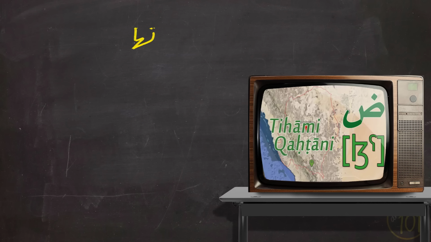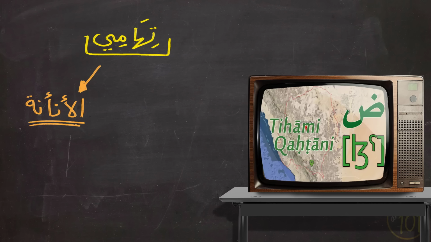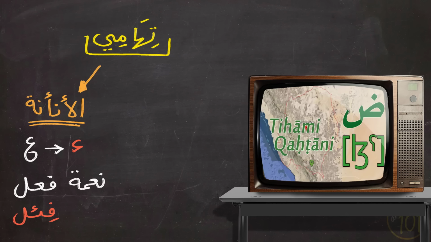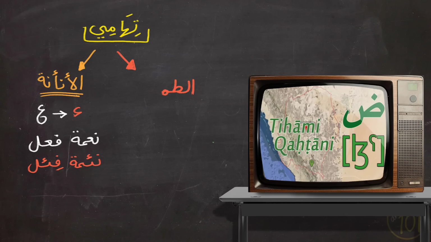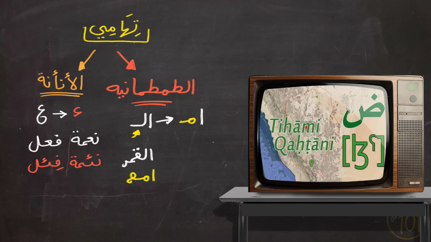Take for example, in the dialect of Tihama, they use something called al-an-ana, which is turning the letter Ain into Hamza. So they would turn a word like fi'l into fi'l. Ni'mah, they would say ni'mah. And they also have something called al-tamtamaniya, which is turning the lam of the definite article al into mim. So they would say al-qamar as am-qamar and al-bayt as am-bayt. So there it is, from the Tihami dialect. They have al-an-ana and al-tamtamaniya.